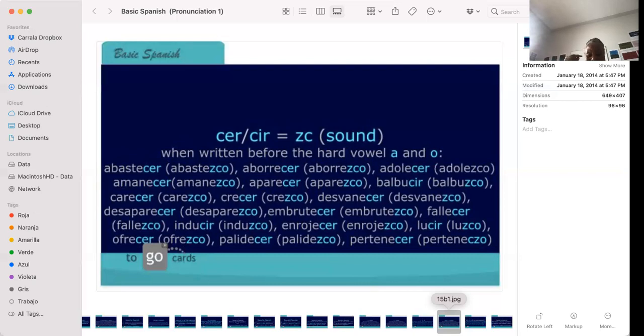And the reason is that when you have the yo form, it's followed by a hard vowel. When you have the command, except for the affirmative tú, it's followed by a hard vowel. When you have the present subjunctive, it's followed by a hard vowel. For example, you have the verb lucir, so it's luzco.